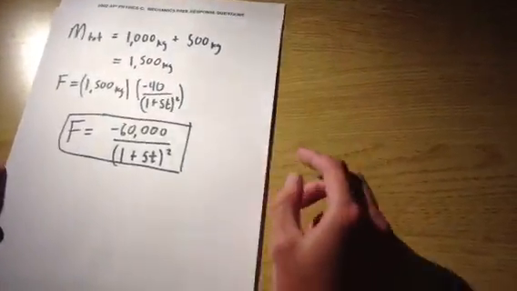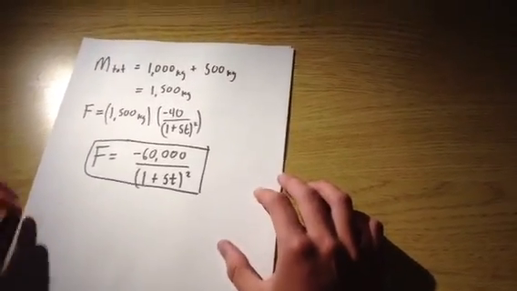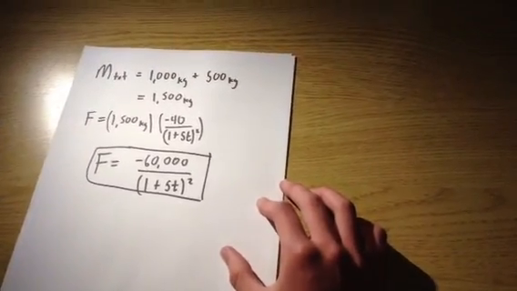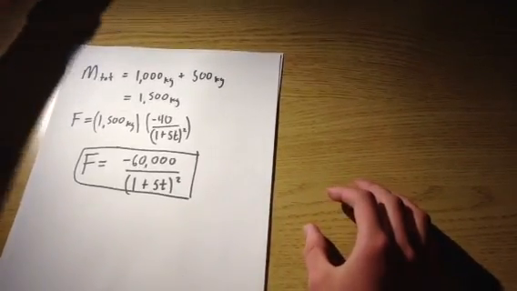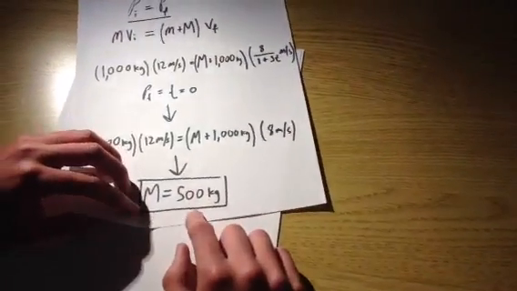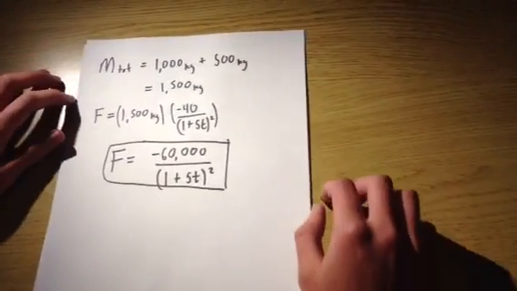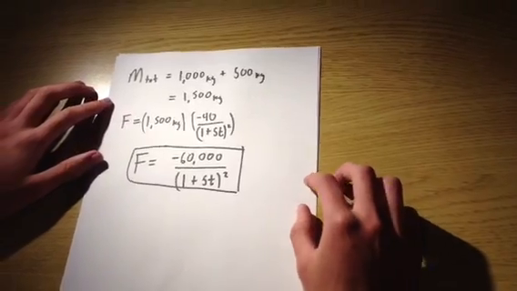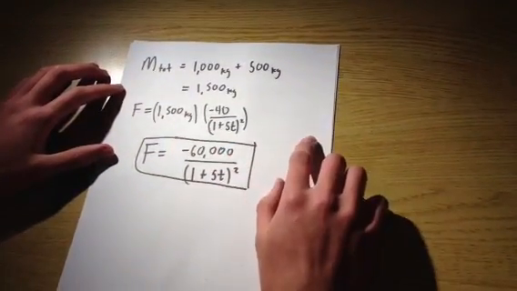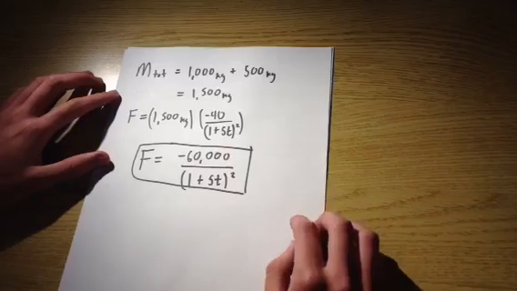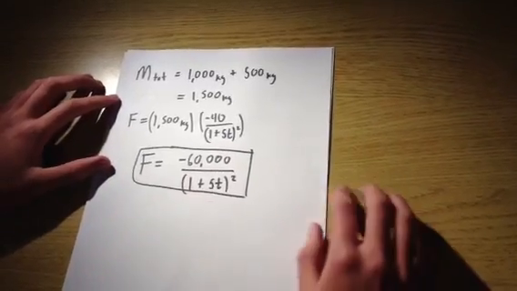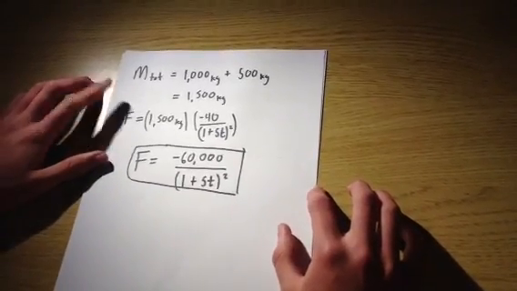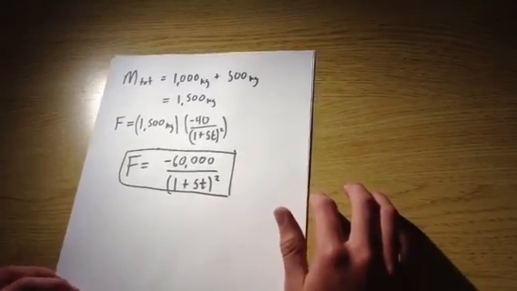So we have the acceleration, and we also have the total mass. Since the total mass is just the car plus the object, and we were able to find the mass of the object before, which is 500 kilograms, we just add them up. So our total mass is 1,500 kilograms. Then we just multiply these two things, our acceleration by our mass, and we get an equation for force. Negative 6,000 over 1 plus 5t squared is our equation for force.